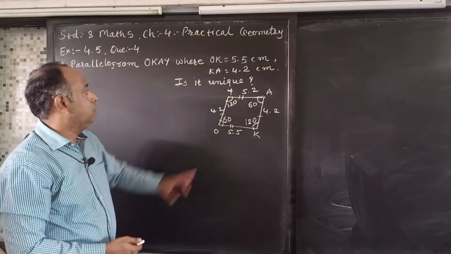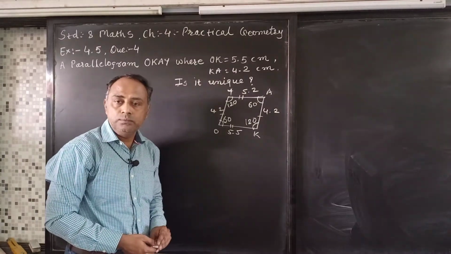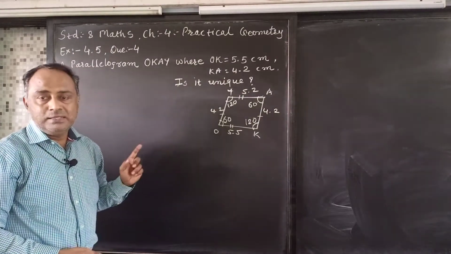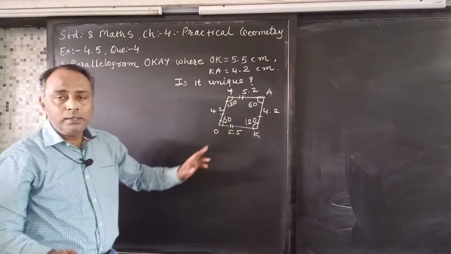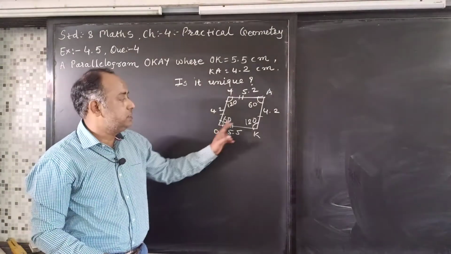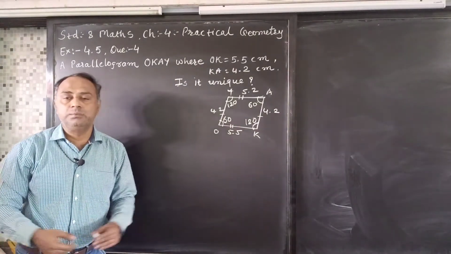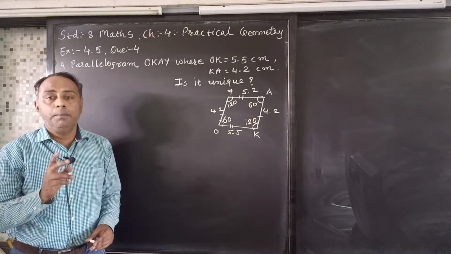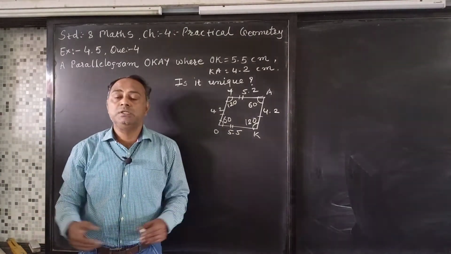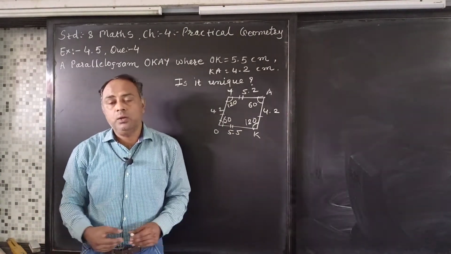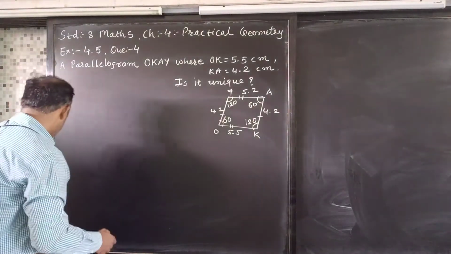But remember, friend, one question is actually asked: is it a unique one? Can this be a unique parallelogram? No. I have taken the pair of adjacent angles as 60 and 120. But my friend, you can take as many as possible. But those pairs will have to be supplementary. Then only opposite sides will be parallel and equal. So let me begin and let me show you how we can draw it.